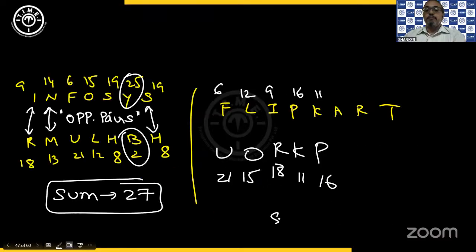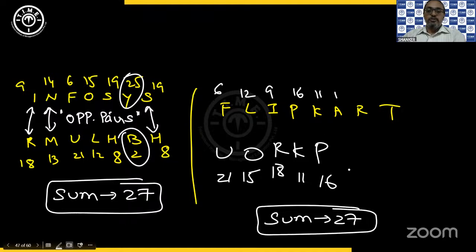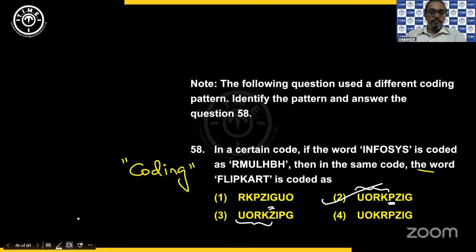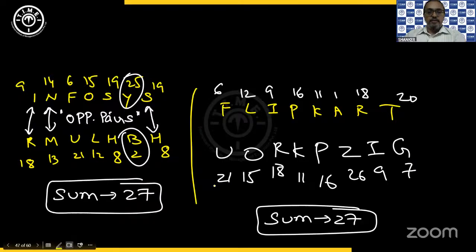So they are opposite pairs. Their summation should be 27. So you have 1, so this is 26, Z. You have 18, so you are going to get 9, which is I. So 20, you have a 7, that is G. They are opposite pairs. Okay? Right. Next.